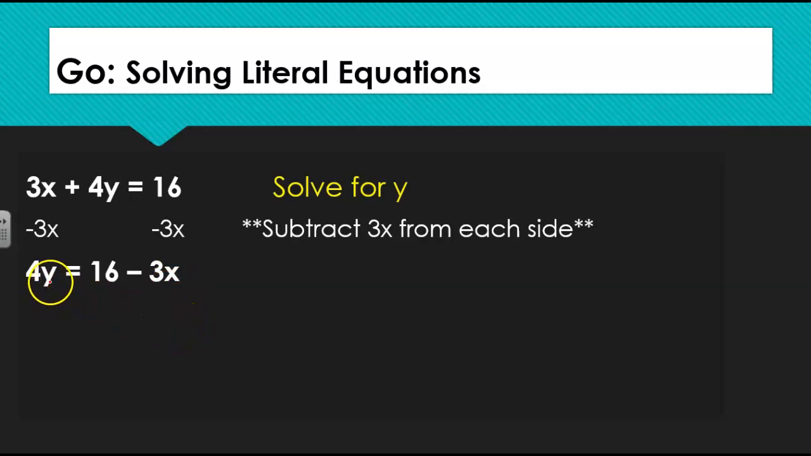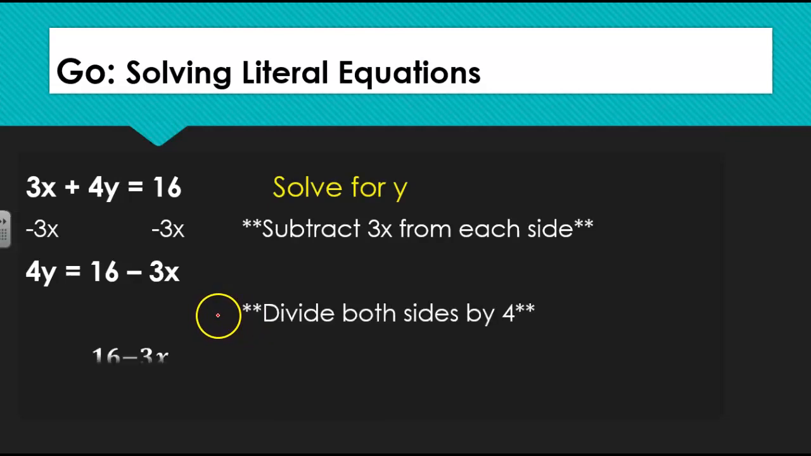Again, I ask myself, what's being done to the variable that I'm trying to isolate? It's being multiplied by 4. I'm going to do the inverse operation of multiplication, which is division. I'm going to divide the left side of my equation by 4. If I divide the left side of my equation by 4, I then have to divide the right side of my equation by 4 in order to keep the equation balanced. When I do that, this is what my new equation looks like.